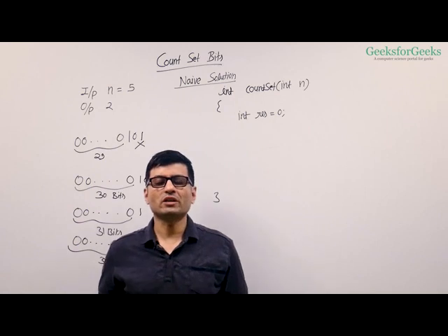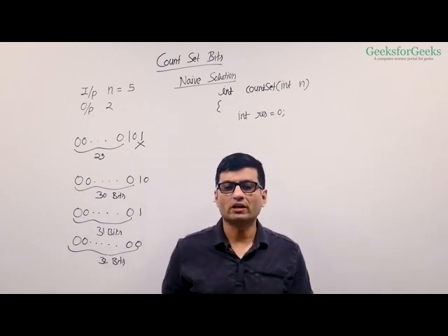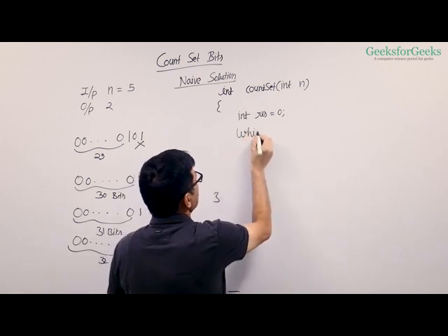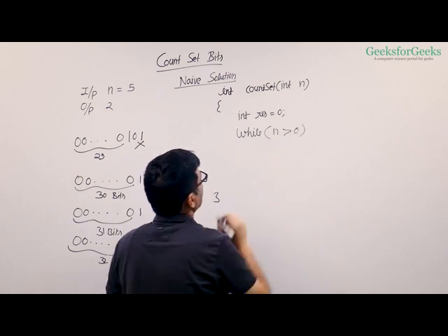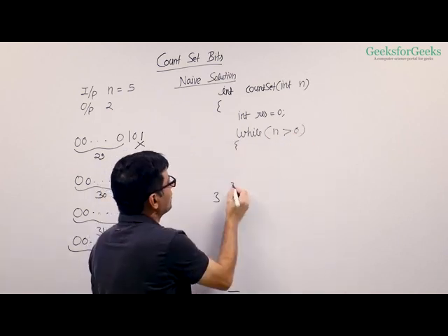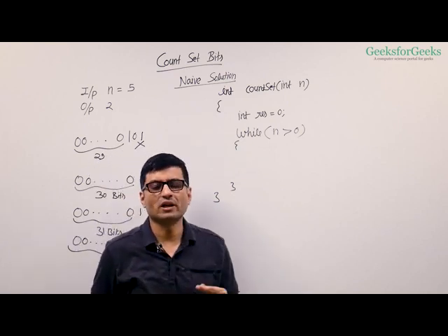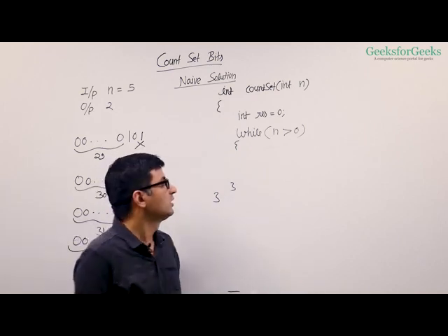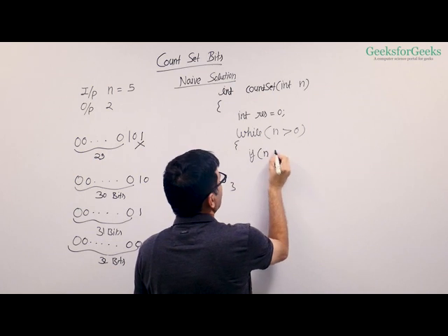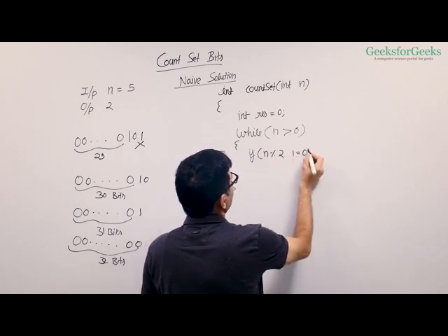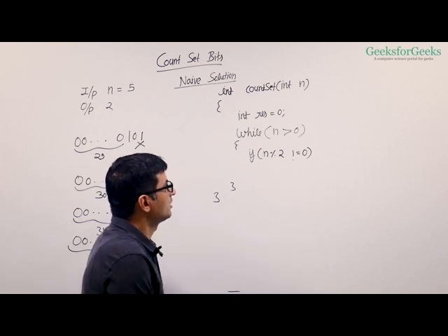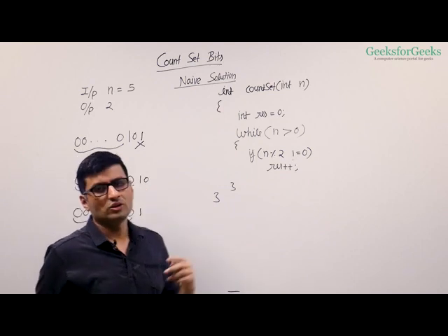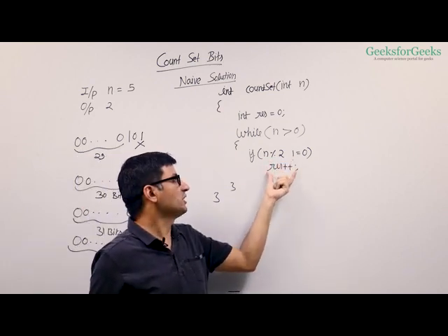So let's write down the code together. We'll run a loop that will run until your n becomes 0. So we'll say while n is greater than 0. And what are we going to do inside this loop? We are going to check if the last bit is set or not. One simple way to check whether the last bit is set is: if n % 2 is not equal to 0, then our last bit is set. We increment the result, result++. This is how we check if the last bit is set, then we increment the result.